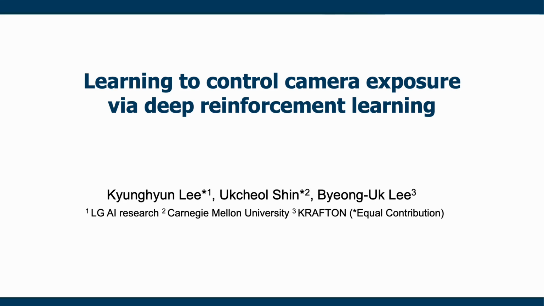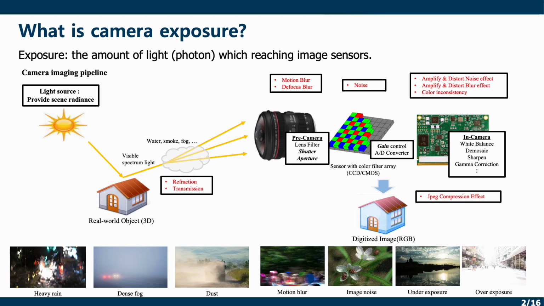In this video, we present our research on learning to control camera exposure via deep reinforcement learning. To begin with, what is camera exposure? Exposure refers to the amount of light that reaches the image sensors.